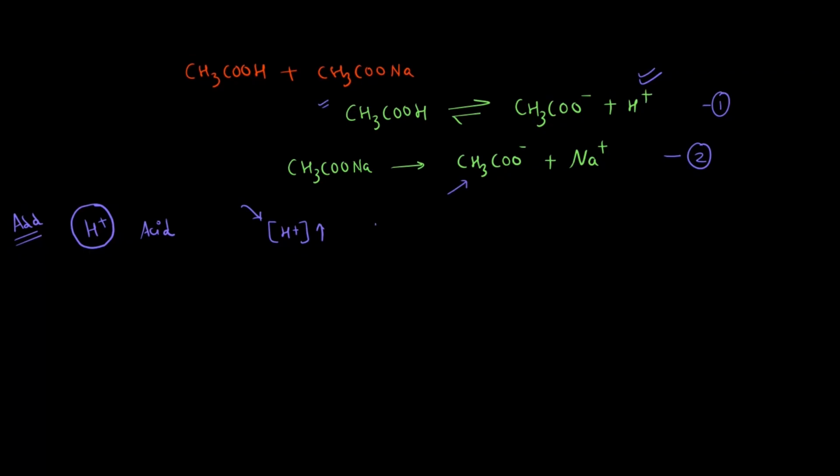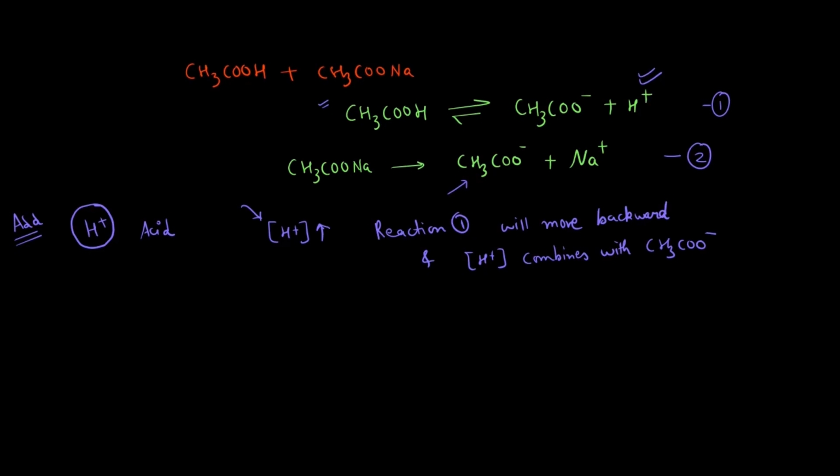So reaction 1 will move backward, and H plus ion combines with acetate ion. H plus ion will be consumed in this buffer. So the pH will not change, pH remains the same.